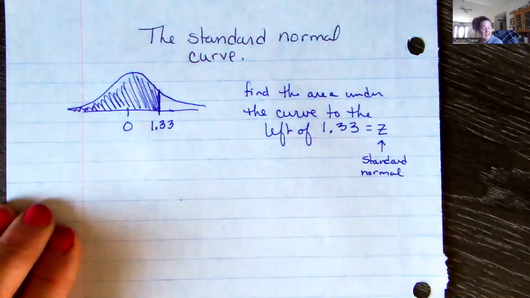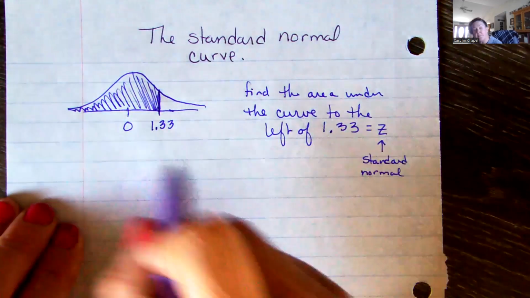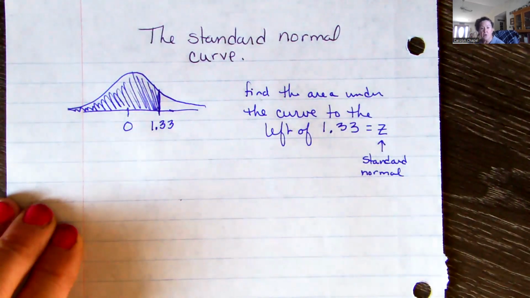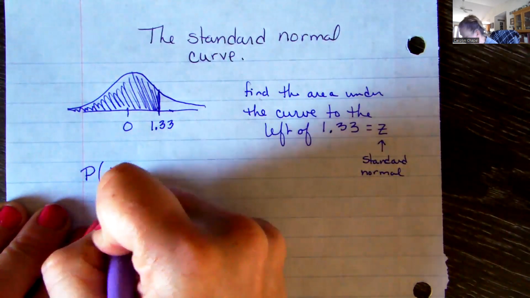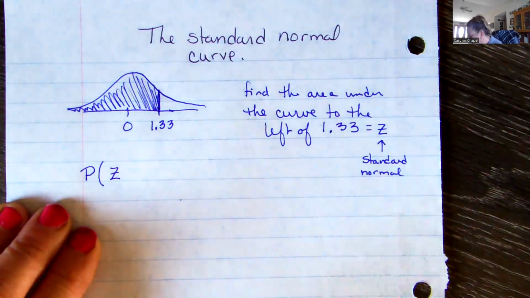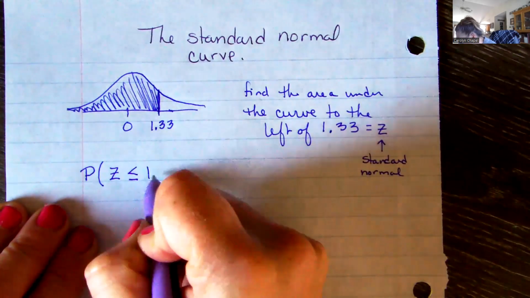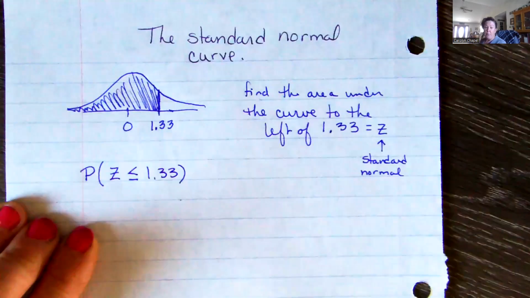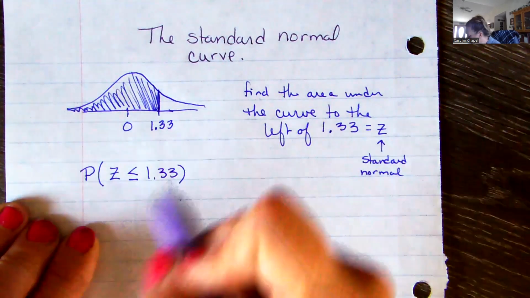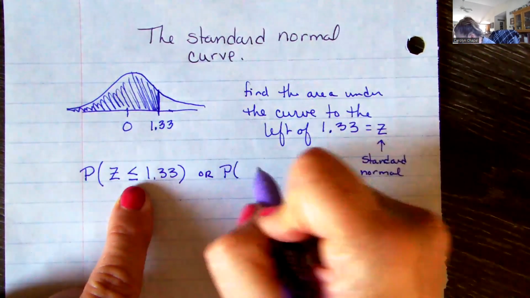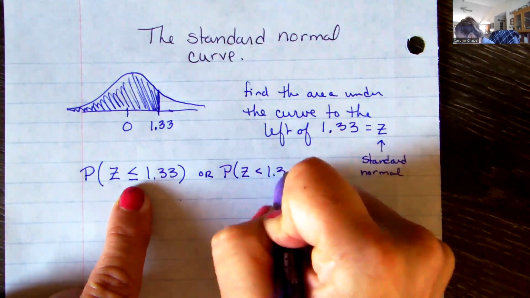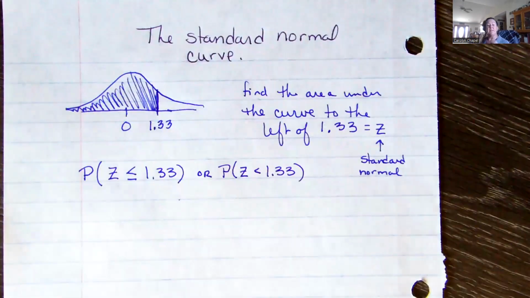Another way to ask that exact same question, remembering that the area under these curves also represents probabilities: I could have asked myself, what is the probability that Z, because we're talking about the standard normal, is less than or equal to 1.33? We are in a continuous situation, so whether we have the equal to here or not is going to be the same result, because the probability that it's exactly 1.33 is 0.